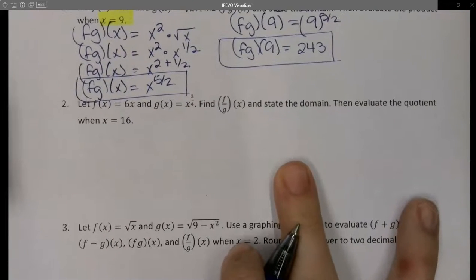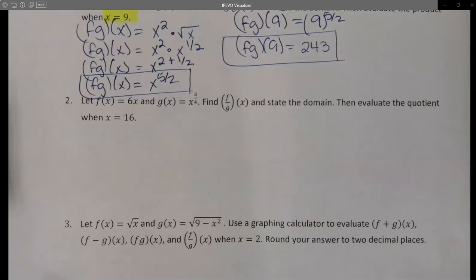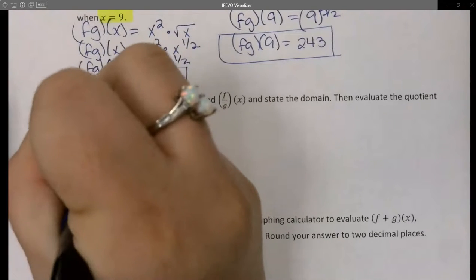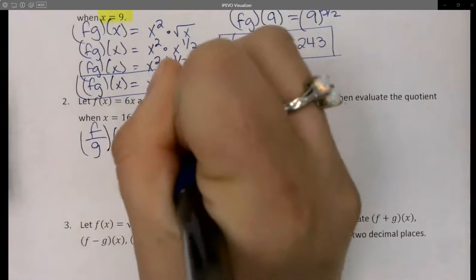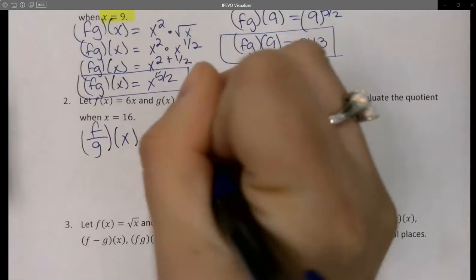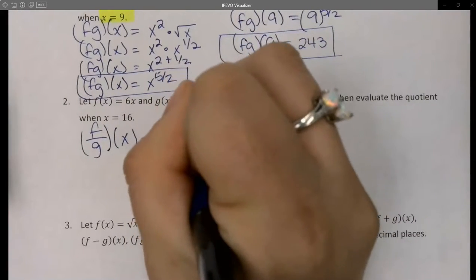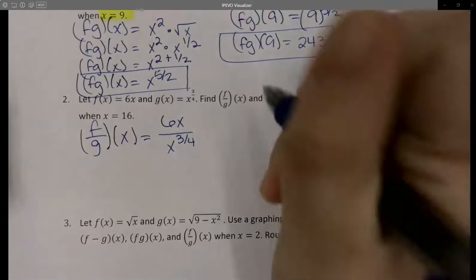Okay. Number 2 wants me to divide. So I have f divided by g of x. F of x goes on top. G of x goes on the bottom. And I'm skipping the domain part again.